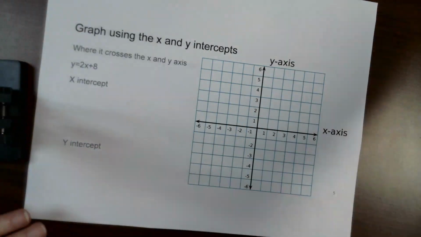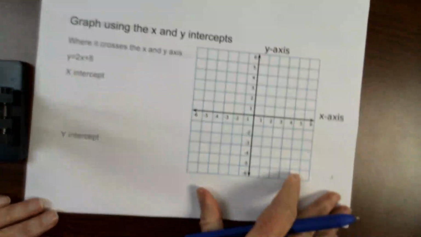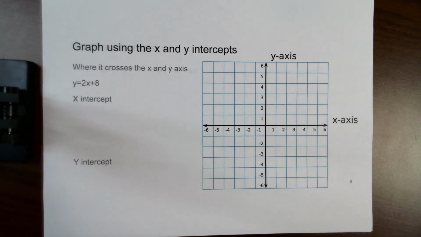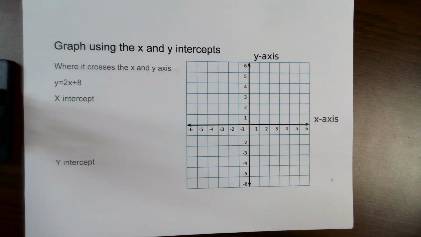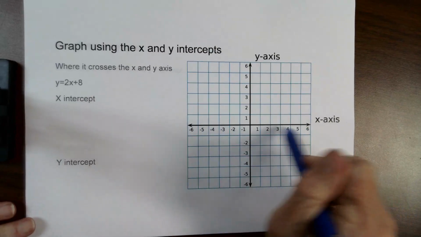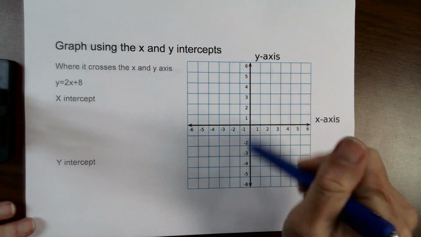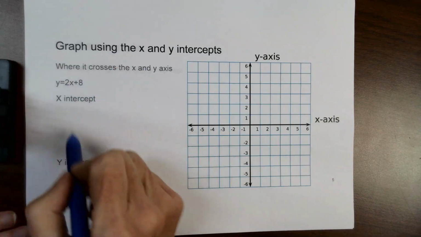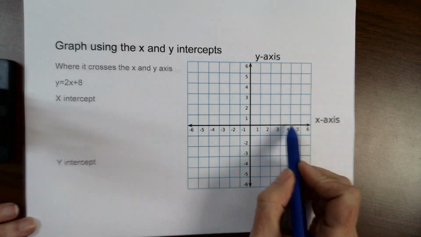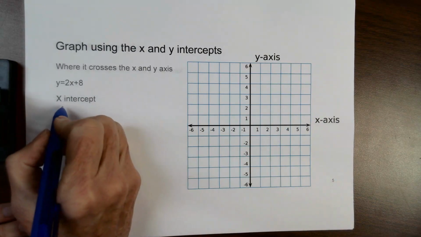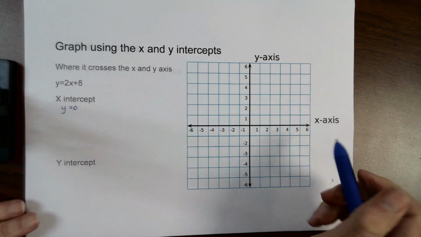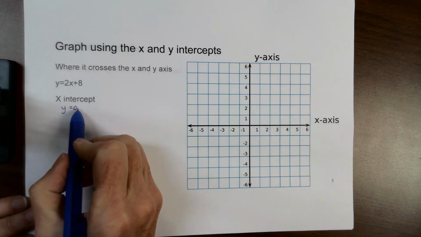Okay. The other concept in this section is graphing using an x and a y intercept. Now, an x and a y intercept is where it crosses the x-axis and the y-axis. So an x-intercept is going to fall right on this line. A y-intercept is going to fall on this line. So I want to graph this equation using an x and y-intercept. An x-intercept, which would be on this line, would have a y value of 0. So that is the first thing I'm going to do, is I'm going to let y equal 0.